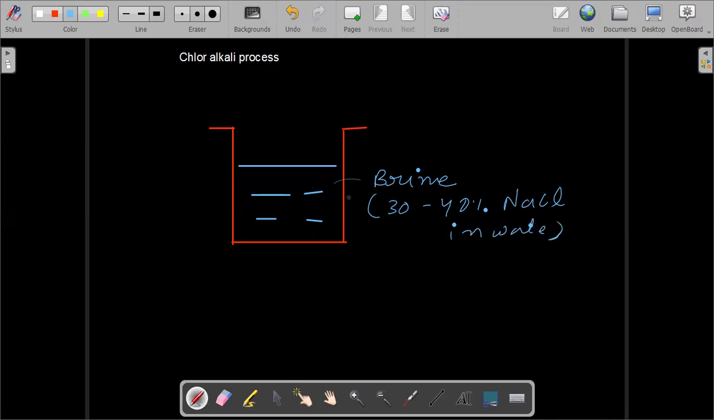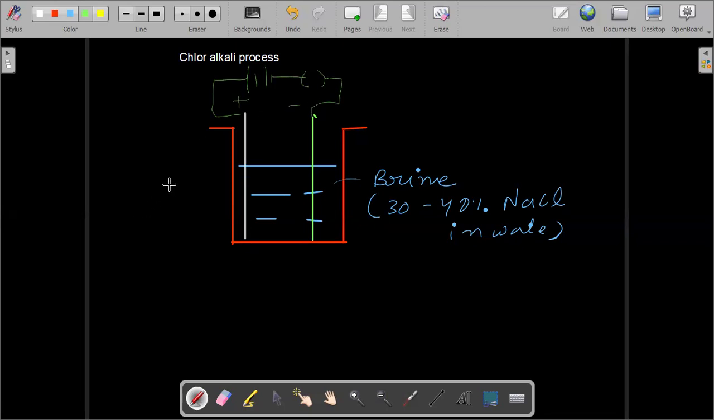Now, with this brine, we perform electrolysis using two electrodes. We make one of the electrodes the positive electrode, the other one the negative electrode. As you can see, I have made the two electrodes. One of them I make positive, and the other one negative. So this electrode being negative and this electrode being positive.